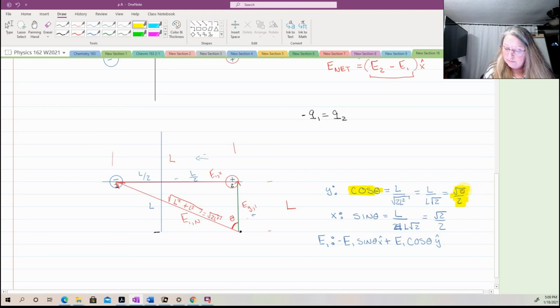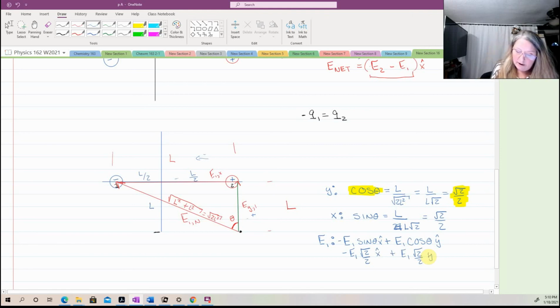So what I have here multiplied by whatever my E is for E1 is going to give me the proportion of the field that's in the x direction. So I'm going to have negative E1 times square root of 2 over 2 in the x hat plus E1 times root 2 over 2 in the y hat. And I will insist that you do things in terms of the fractions rather than the angles. You're not putting any angles in there. Cool.